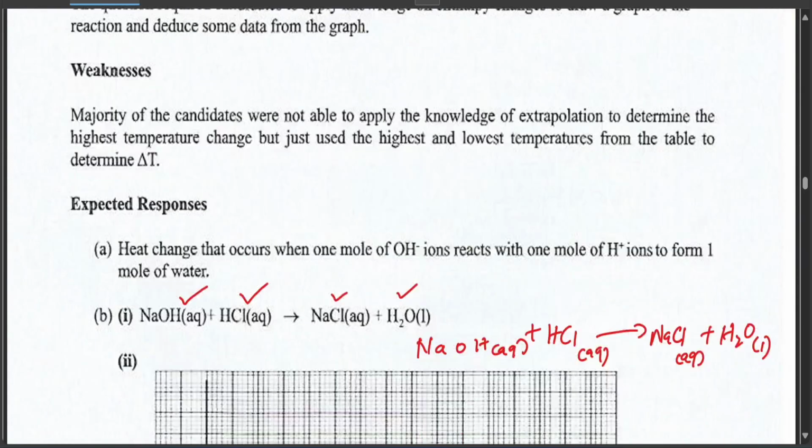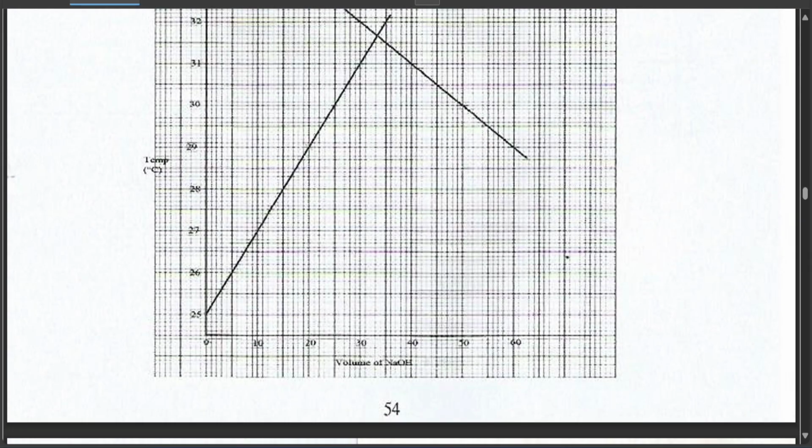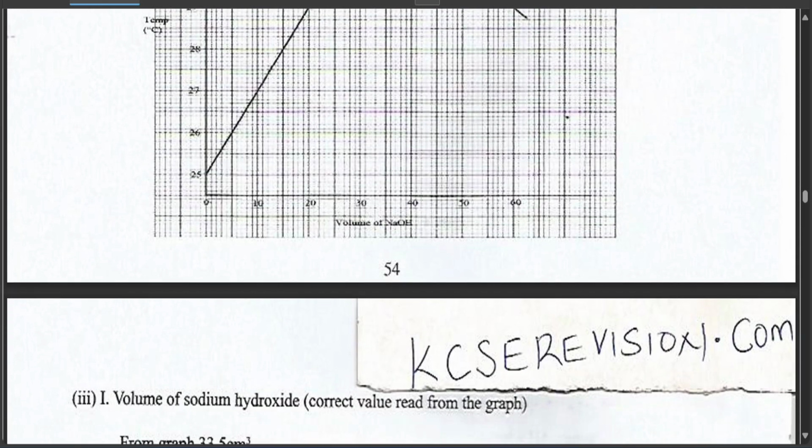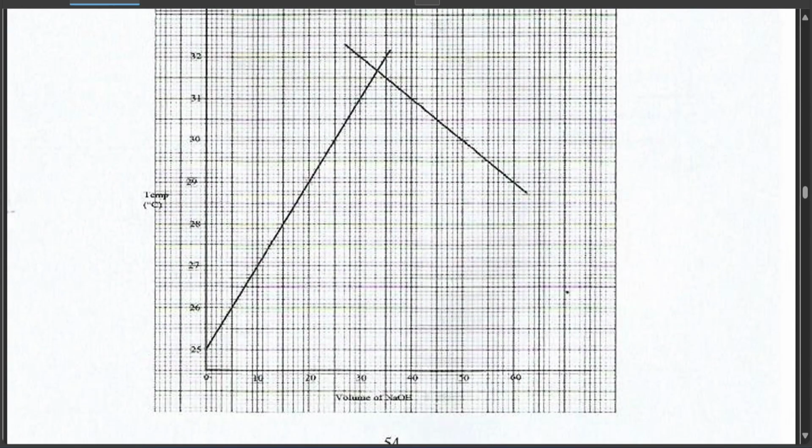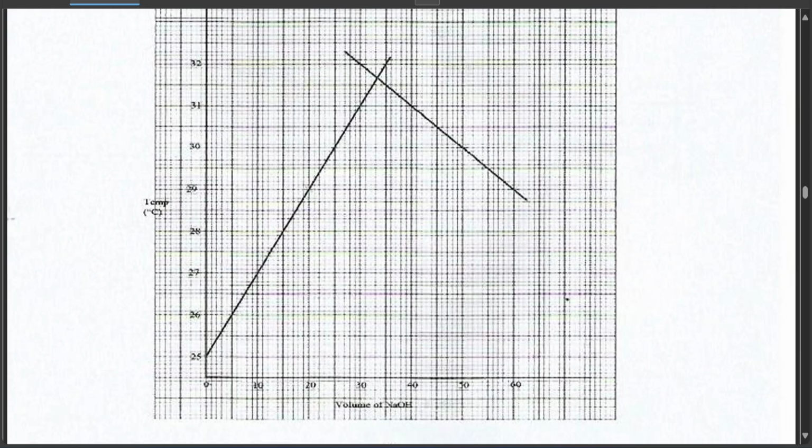Okay, and the answer was, from the graph itself, you'll see it is 33.5. So this one is supposed to be your answer. You drop it from the point through which neutralization takes place to the volume, which is supposed to be around 33.5 there.